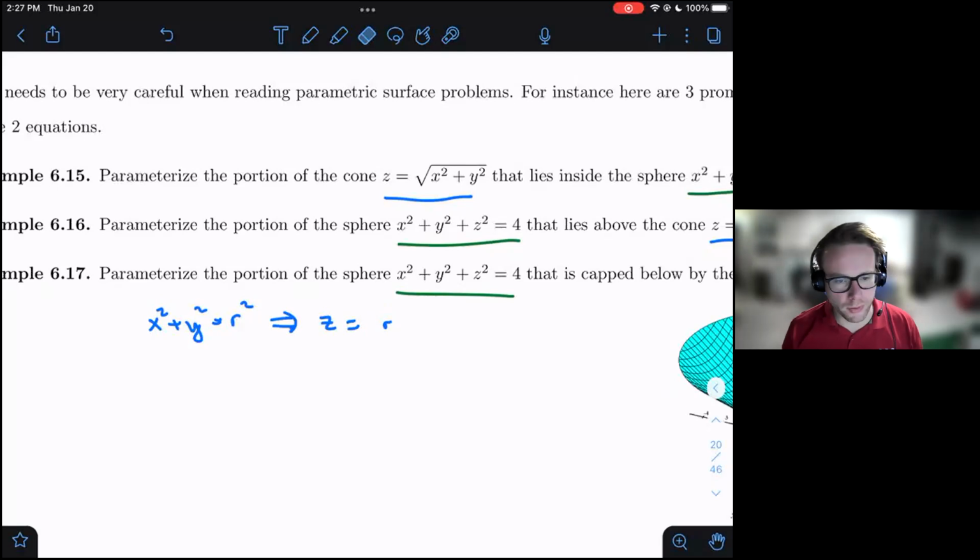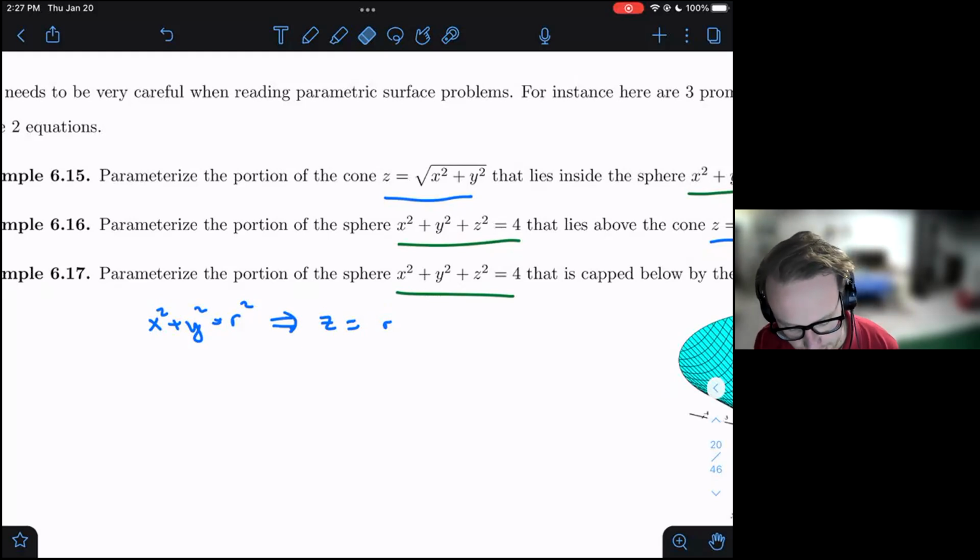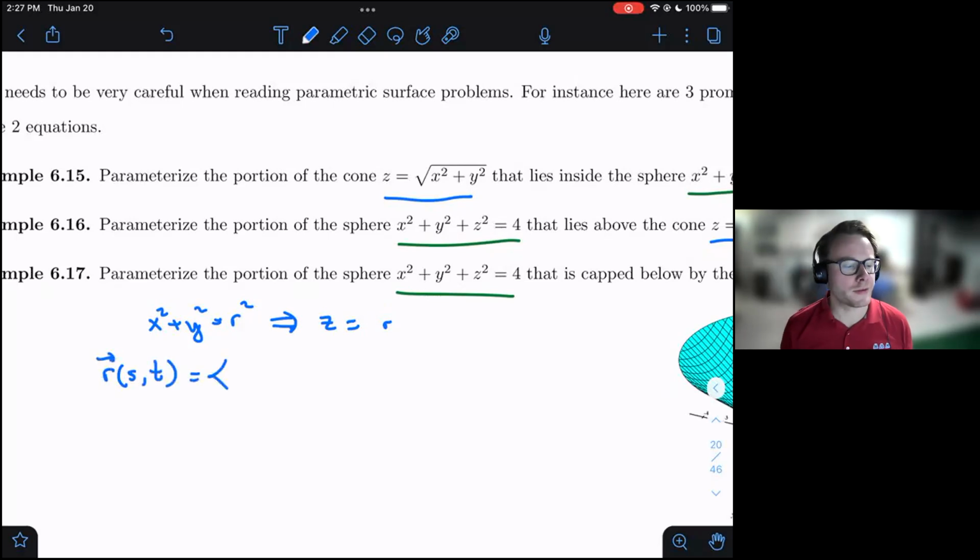And so when I go to parameterize this thing, notice that it hasn't specified what my parameters need to be. So I'm going to go ahead and use s and t. So r of s, t in this case. So those will be my parameters. I'm thinking about the cylindrical coordinate system.